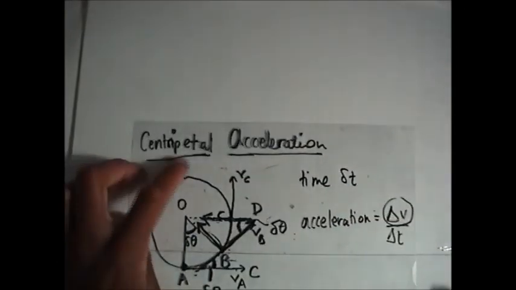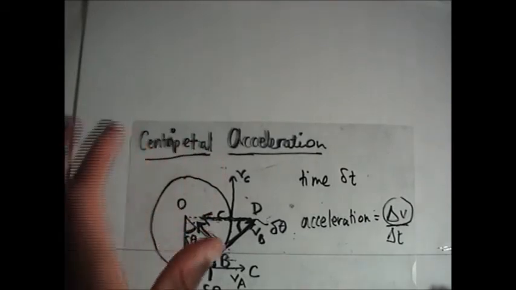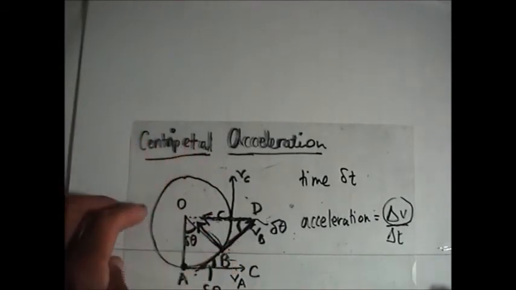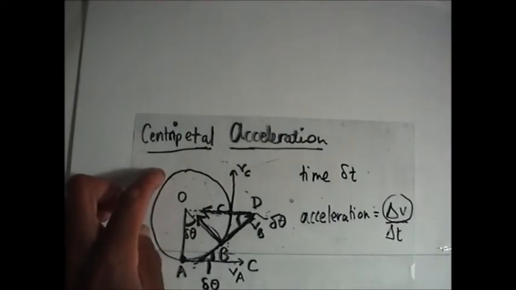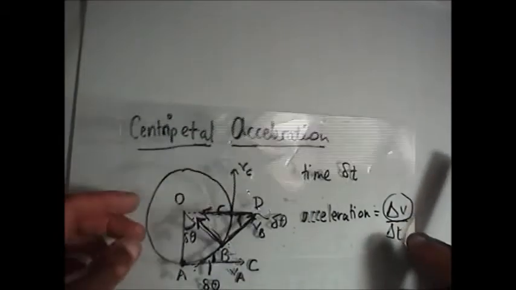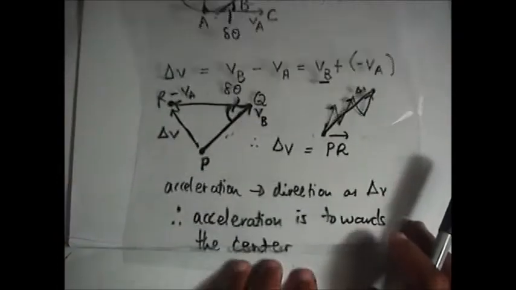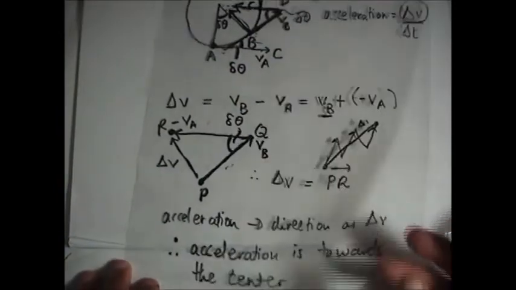Hence the name centripetal acceleration. Centripetal encompasses the name center seeking. It's always seeking the center. Therefore, acceleration is towards the center. But let's get its magnitude.